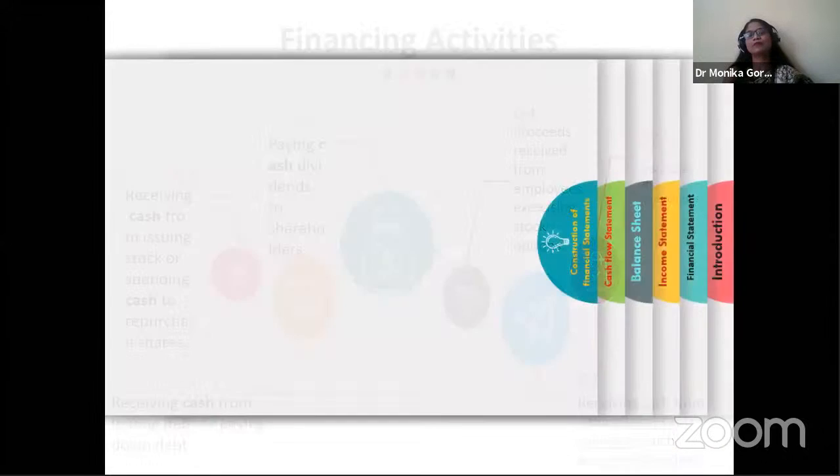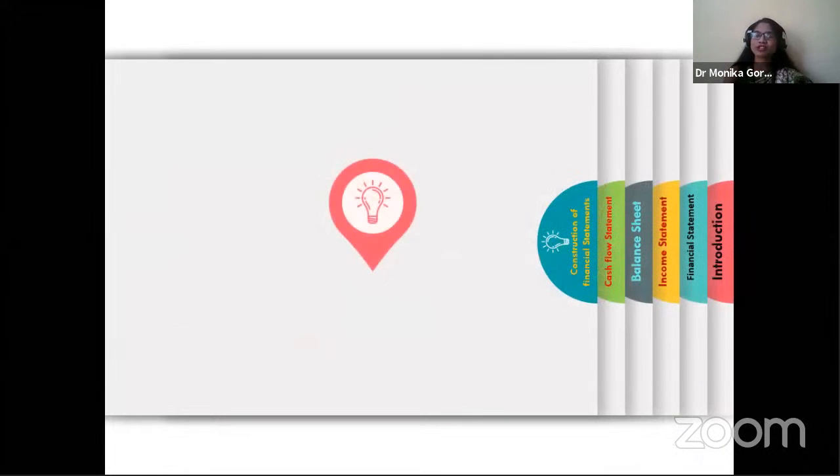Okay, let's move on to the construction of financial statements. Before starting with the construction of financial statements, first let's take a live example. Let's take the annual reports of a company. Let's discuss that, and then we'll move on to the construction of the financial statements.